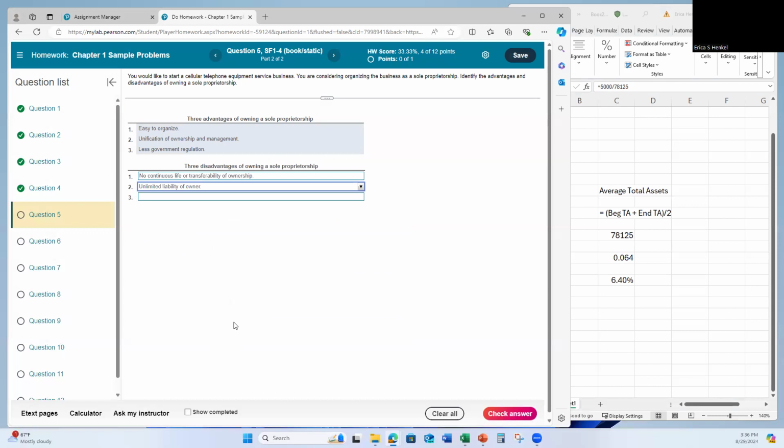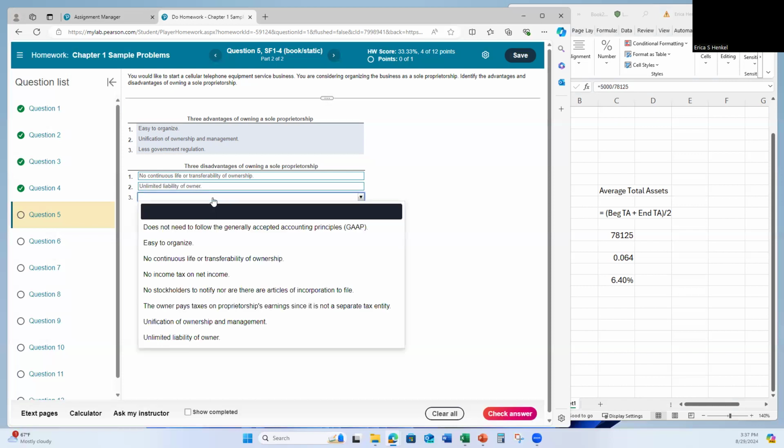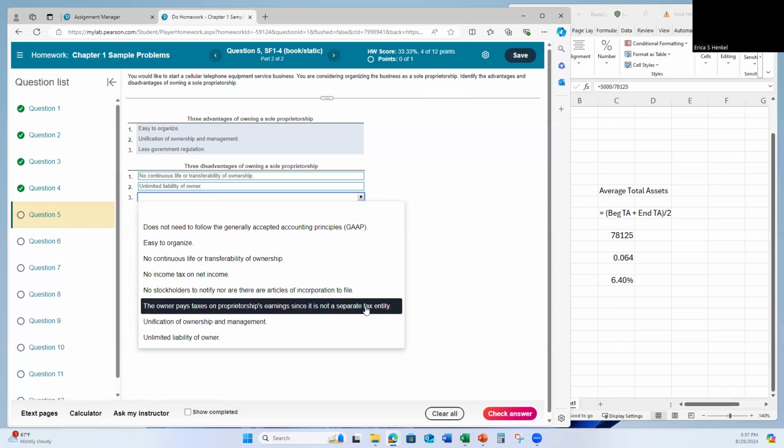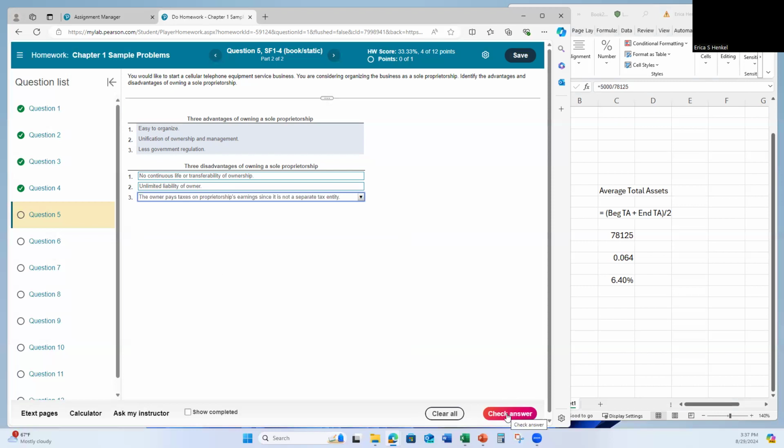Another disadvantage of having a sole proprietorship is that I could make a bunch of money my first year, but decide that I want to reinvest that money into my company. So I'm not actually getting that cash out, but I will still have to pay taxes on that money, even if I don't pull it out of the company. So if the company makes money, I have to pay taxes on the money that it makes, regardless of whether I take that money out myself. So having the owner pay tax on the proprietorship's earnings is a disadvantage of a sole proprietorship.